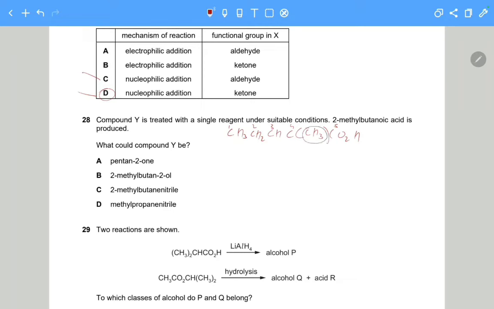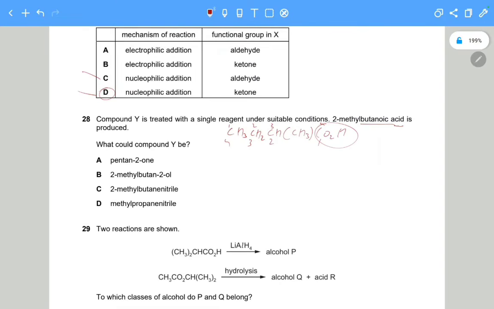So 2-methyl. I'm a bit wrong here. It should be CH3, CH, CH3, CO2H. So we have 4 carbons in the main chain. That's why butanoic acid, and we have a methyl group on the second carbon atom. It's second because you number it this way, not the way I've done, 1, 2, 3, 4, because this is the main functional group, the carboxylic acid. So on the second carbon, there's a methyl group. What could compound Y be? Pentan-2-one? No, because obviously it's a ketone. You can't get to a carboxylic acid with a ketone. So definitely not possible.